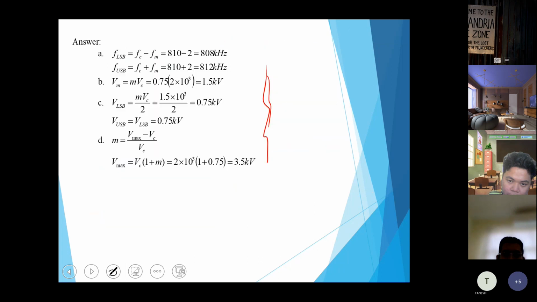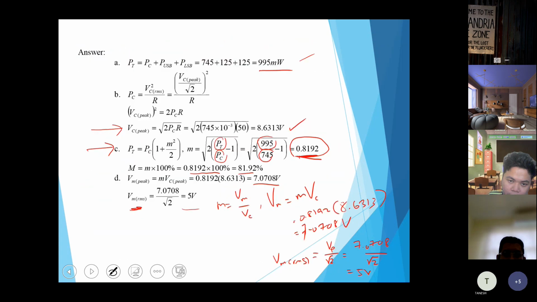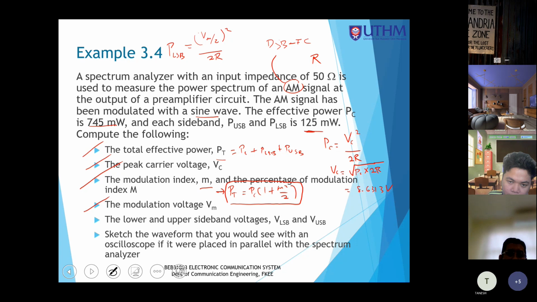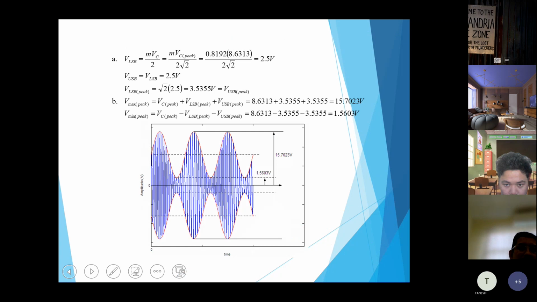So kita dah dapat ni apa tu? Kita dah dapat nilai VM. Kita nak cari nilai VLSB. So VLSB adalah yang kita tahu adalah MVC per 2 ataupun VM per 2. Okay. So dalam kes ini dia gunakan MVC per 2. So dia sebenarnya MVC per 2.